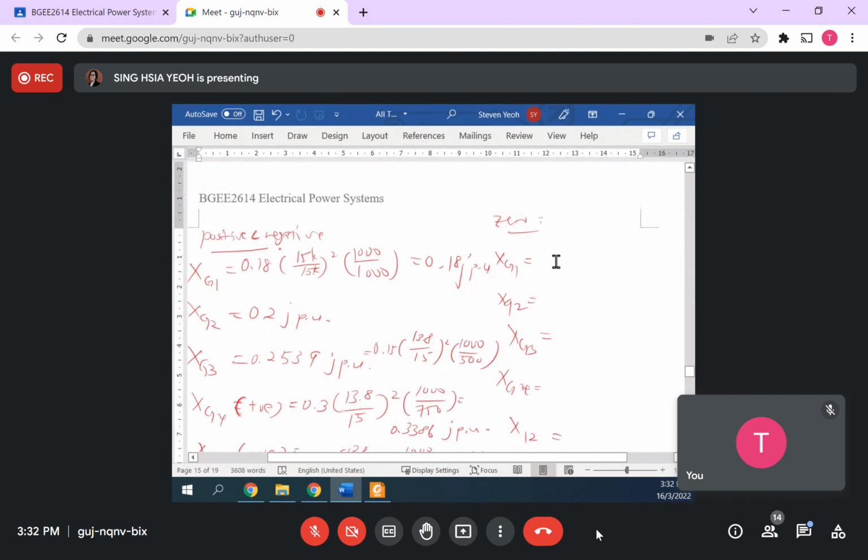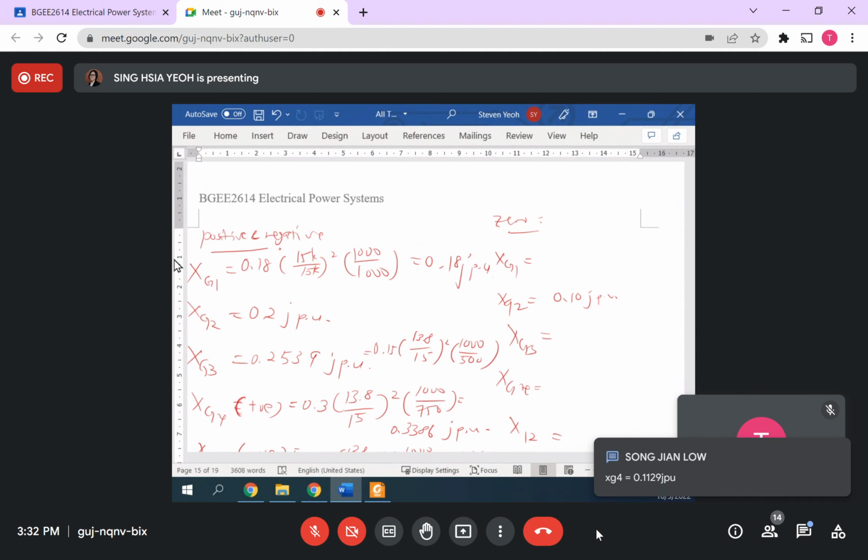Ming Hang, 0.1, 0.1, GPU, right? Yeah, G4. Songjian is 0.1129 GPU, correct? And 0.0708 GPU, I think correct.